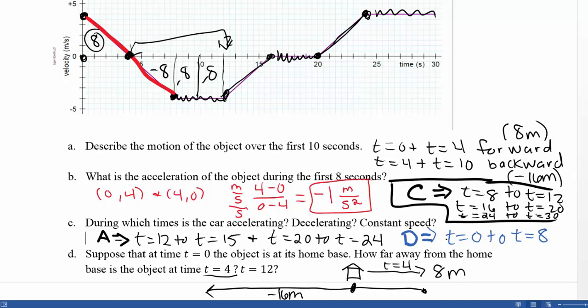And then I continued going. And so now I'm 16 meters in the other direction from my home base. So how far away am I from home at time equals 12? Well, I'm 16 meters away from home to the left. At time equals 4, I was 8 meters away to the right. So I'm able to find a lot of information using the fundamental theorem. And this is all really important because we're able to talk about the original function in a more succinct way.